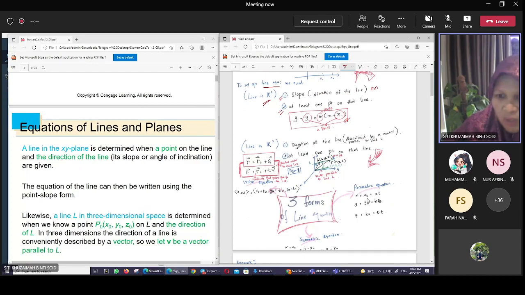Okay, so now, in order to set up the equation of a line, we must also have two pieces of information. The first one is the direction of the line. This is represented by the m here. This one is described by a vector parallel to the line.